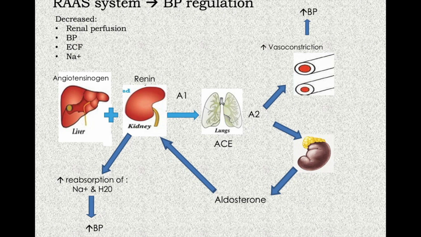So the RAS system is basically with angiotensin and renin. So basically the kidneys are altered by the fluid volume. So if the kidneys see that the blood pressure is low, they're going to do what they have to do to increase the blood pressure, and vice versa.